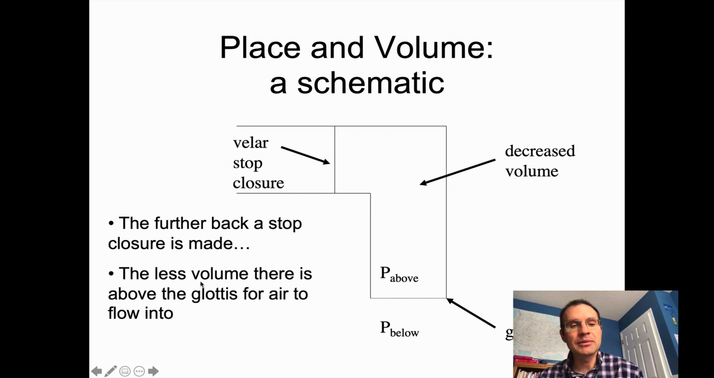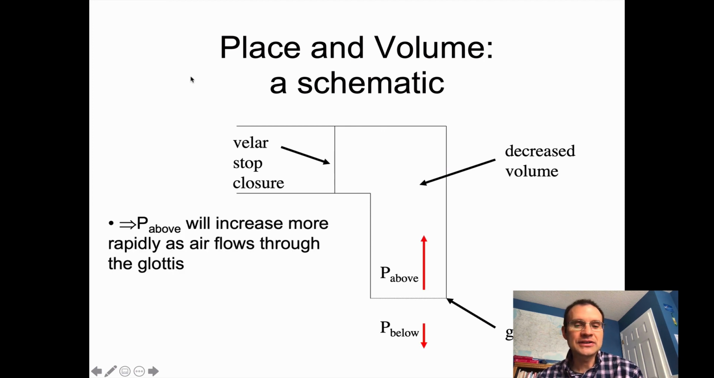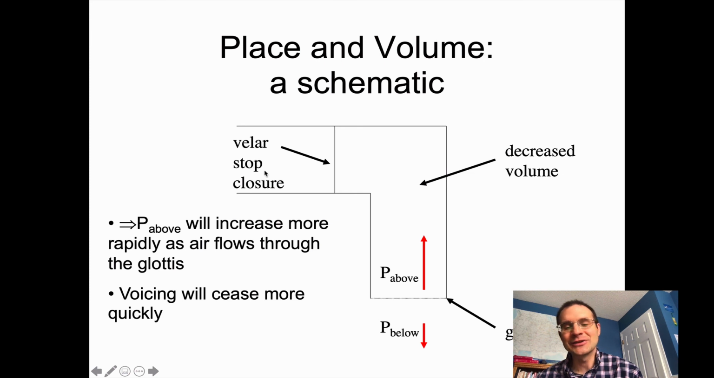So the further back a stop closure is made, the less volume there is above the glottis for air to flow into. And this is trying to make it like a G. So in this case, when we get air flowing through the glottis, this pressure changes more rapidly. I've got a bigger red arrow here. And in that case, voicing is going to cease more quickly. So you can make a G, G, G, a truly voiced G. But it's hard to keep that voicing going just because of pure aerodynamic reasons. For aerodynamics to apply, you need air flowing, but if air is flowing into a closed chamber, it has nowhere to flow eventually after that. So it kind of kills itself off.